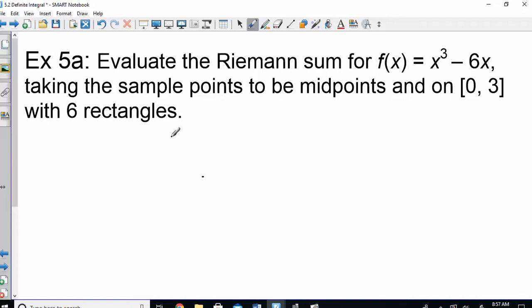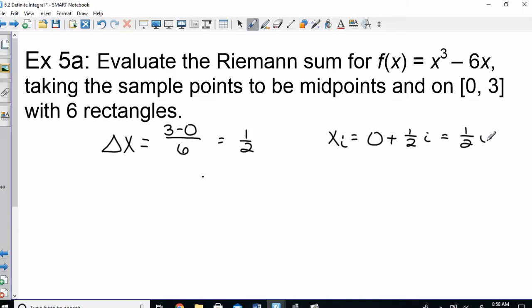Yesterday we talked about finding the change in x and the x sub I. So let's start there. Change in x: ending minus the beginning divided by n, but this time I know my n. It is 6. So we get 3 over 6, or 1/2. The x sub I you can do starts at 0 plus 1/2 I. So we just get 1/2 I.